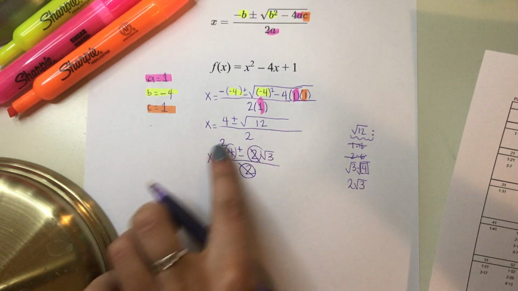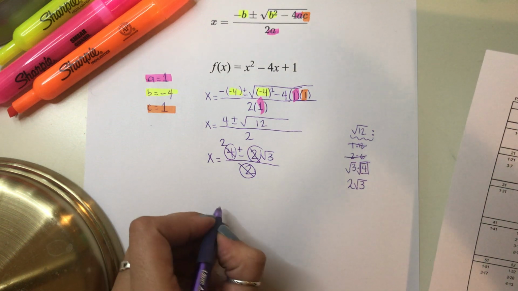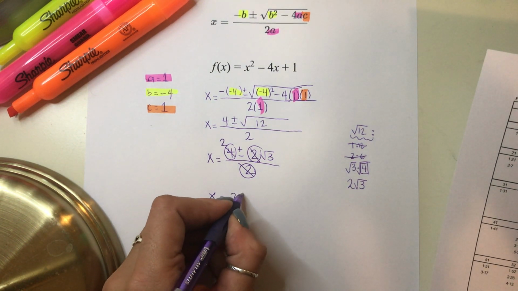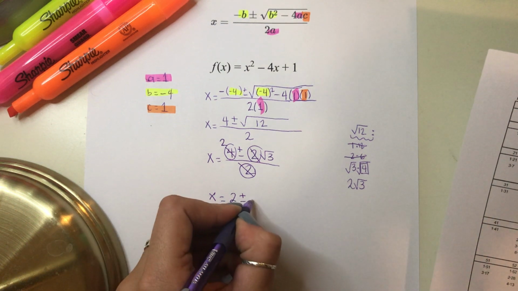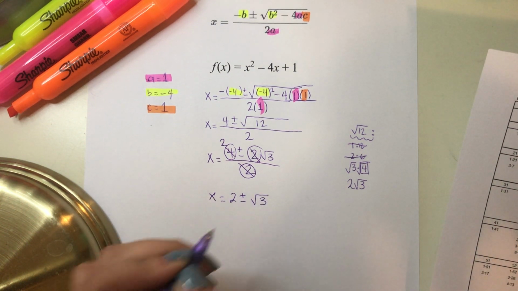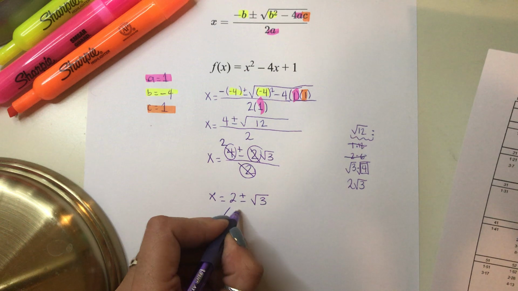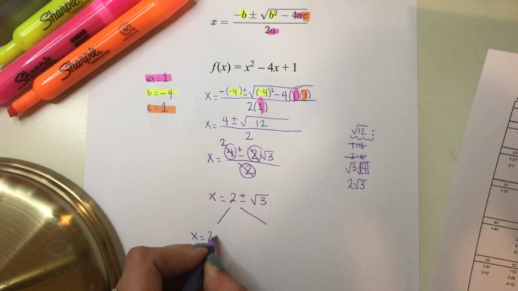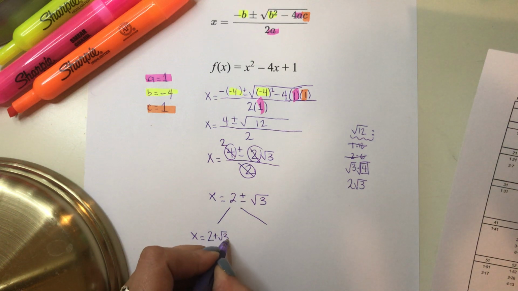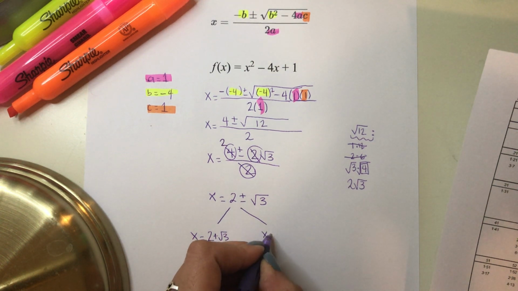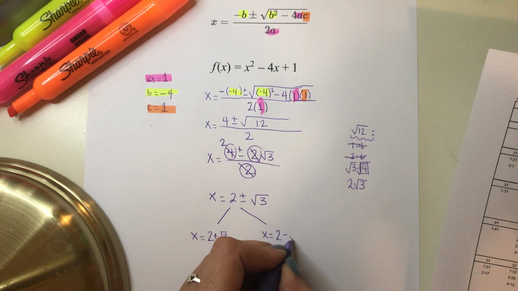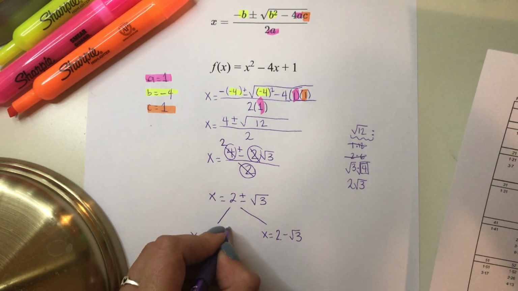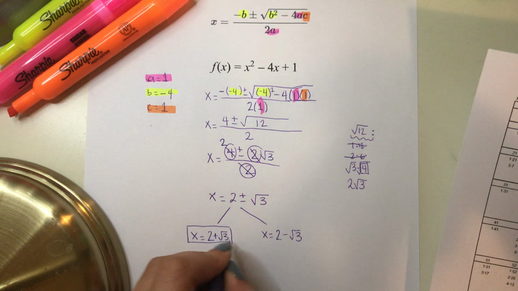So I've simplified my expression, so now I get to write x equals 2 plus or minus the root of 3. And at this point I'll branch out, and on this side I'm going to write x equals 2 plus root 3. And here I'll write x equals 2 minus root 3. And you're done. That's how we solve.